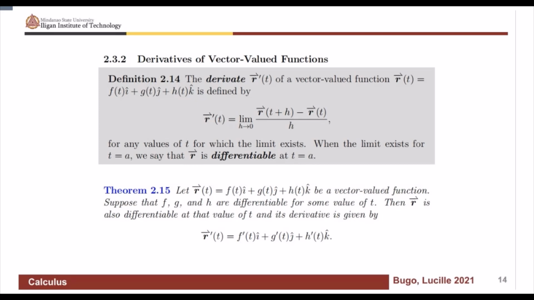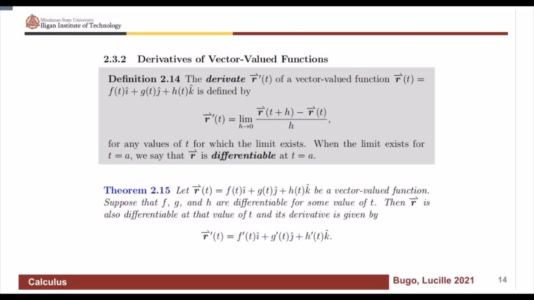So let us now proceed to derivatives of vector valued functions. The derivative r prime of t of a vector valued function r of t is defined by the limit of r of t plus h minus r of t over h as h approaches 0, for any values of t for which the limit exists. When the limit exists for t equals a, we say that r is differentiable at t equals a. So let r of t be equal to f of t i hat plus g of t j hat plus h of t k hat be a vector valued function.